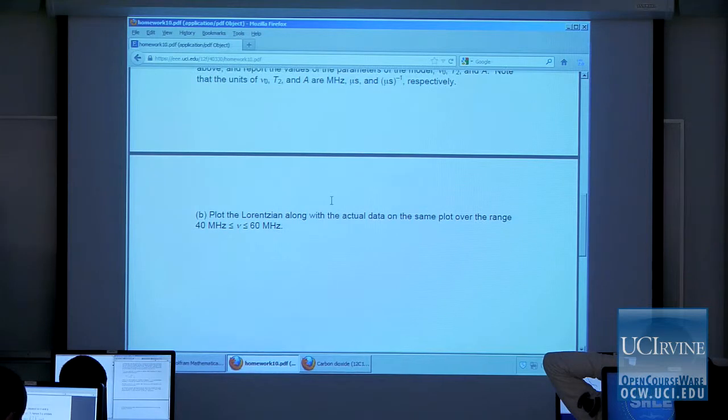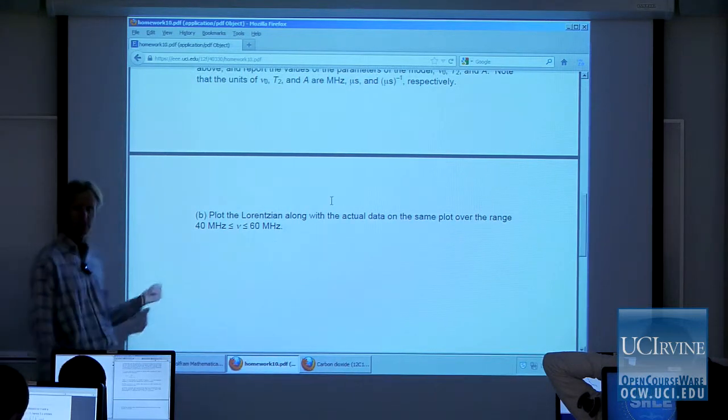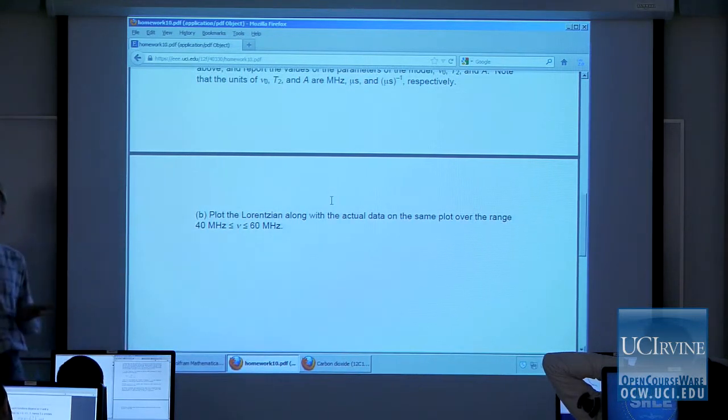And then in part B, I want you to take the parameters that you got in part A and use them to plot the actual best fit function and show that on the same plot with the data so you can see whether or not you got a good fit. You should get a pretty good fit. So if you don't, you did something wrong.